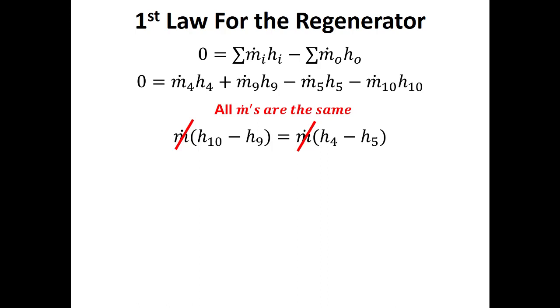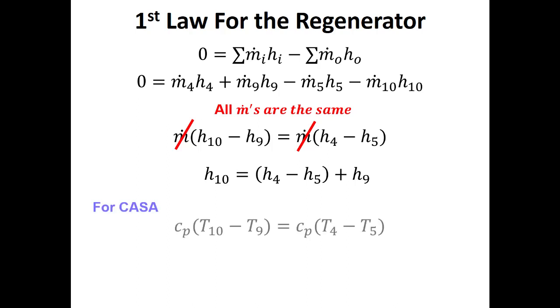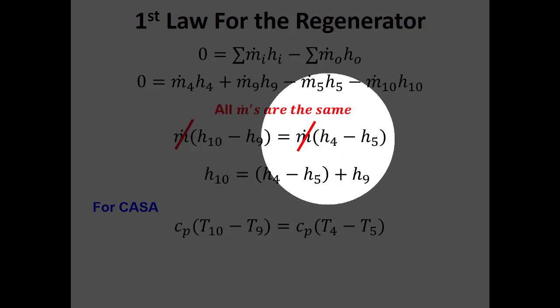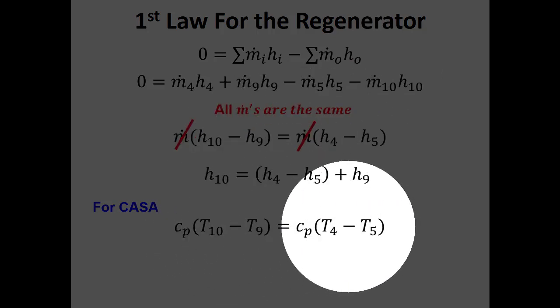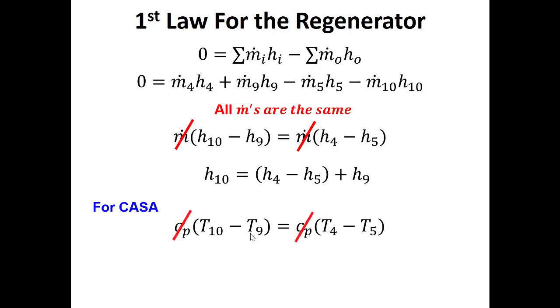So if this was a variable specific heat analysis, what I would do is isolate for H10, and I'd find that it's a function of H4, H5, and H9, which I've already found. If this was a constant specific heat analysis, then from this equation here, I would use my Cp delta T equation, and then I would divide Cp on both sides, and I'd isolate for T10 and find that it's a function of T4, T5, and T9.